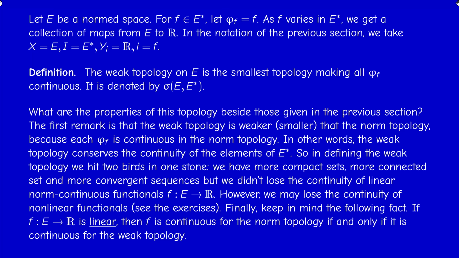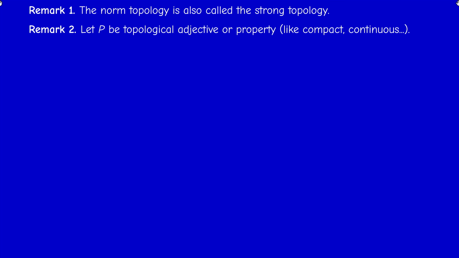So I have two topologies, but when f is linear, saying that f is continuous for the norm topology is the same thing as saying that it's continuous for the weak topology. And we shall use this fact very often. Now, I said the norm topology is called the strong topology. Second remark about terminology.